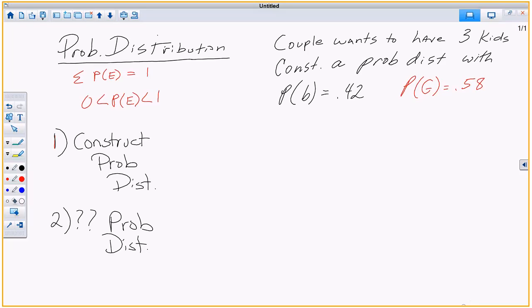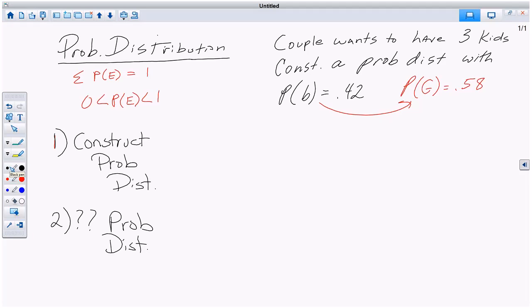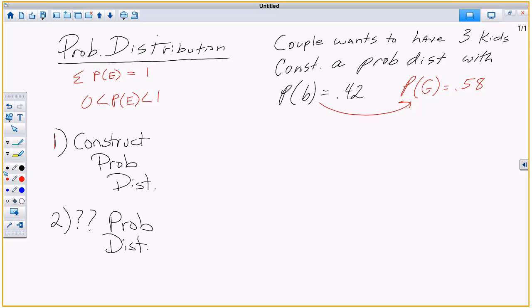Okay. Now, this in the black is going to be given. They're going to say 3 kids, construct probability distribution with probability of a girl or a boy being blah blah blah. Well, this gives you that, and then you say, okay, well, there's only 8 possibilities.